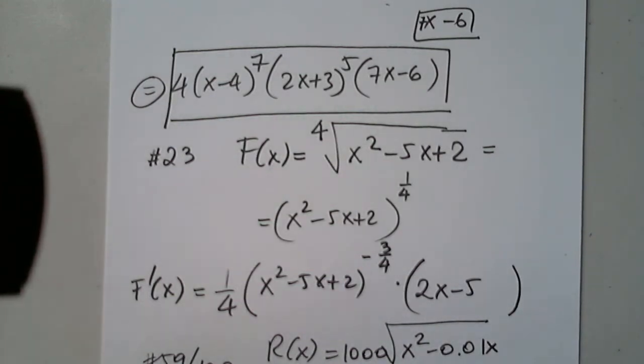0.1, and I wrote 0.01. Nobody knows why. There is no reason why. Good. So this is in thousands. So R of X in thousands. Good. From the sale of X airplanes, fine.